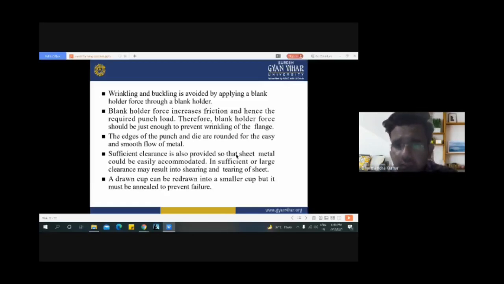The edges of the punch and dies are rounded for easy and smooth flow of metal. Sufficient clearance is also provided so that sheet metal can be easily accommodated. Insufficient or large clearance may result in shearing and tearing of the sheet. These are some methods which reduce the errors occurring in the drawing process.